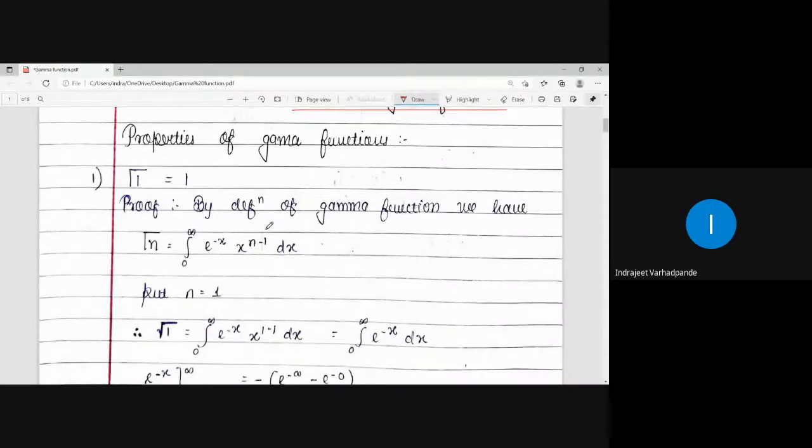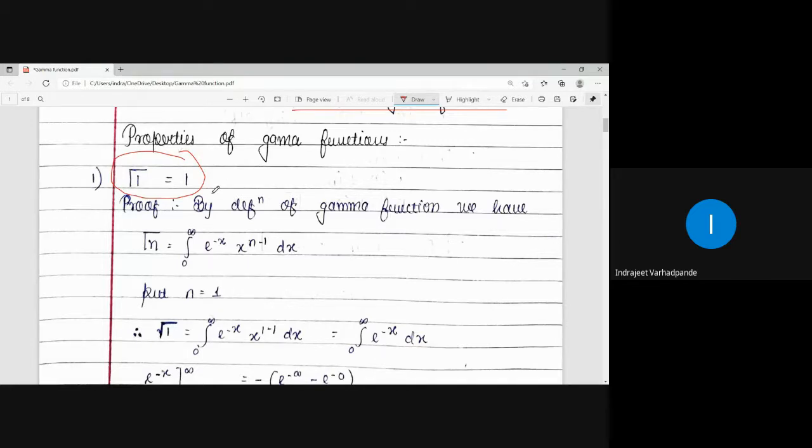Now we discuss the use of the definition of the gamma function for determining various results, or you can call them properties of the gamma function. What is the first property of a gamma function? Gamma 1 is equal to 1. The first property of the gamma function is gamma 1 is equal to 1.